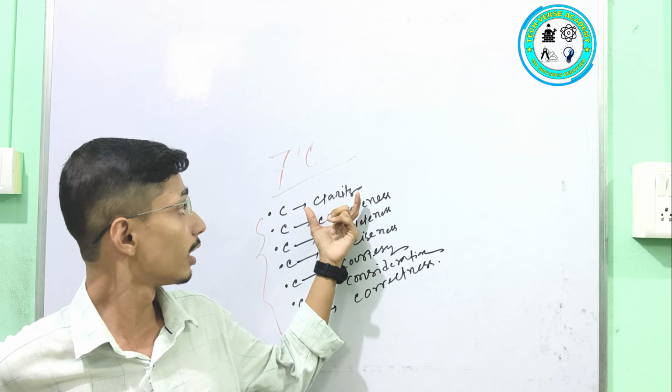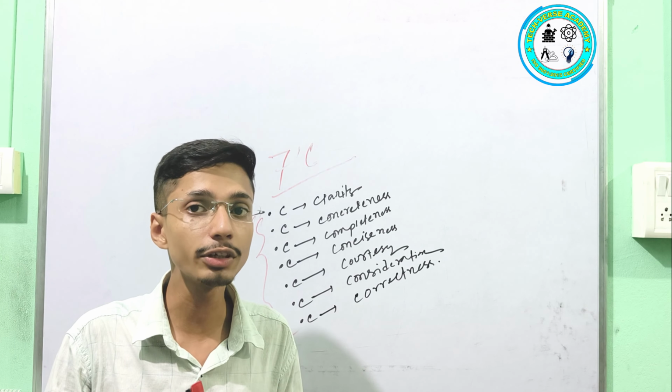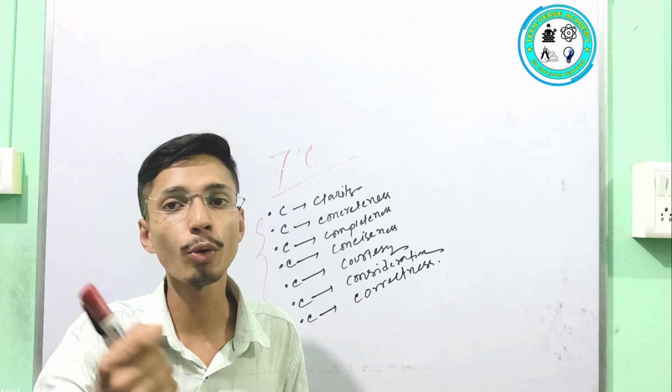Second C is concreteness. What does it mean by concreteness? Concreteness means something which we communicate should be specific. What does specific mean? Specific means something which we express should be to the point.